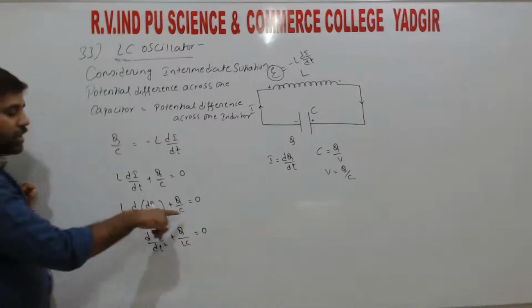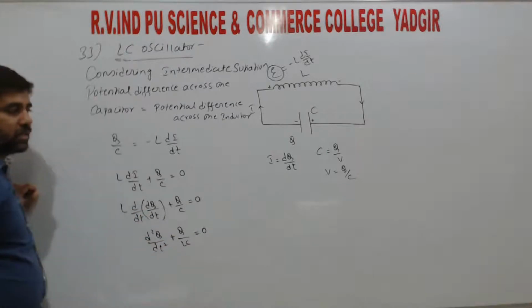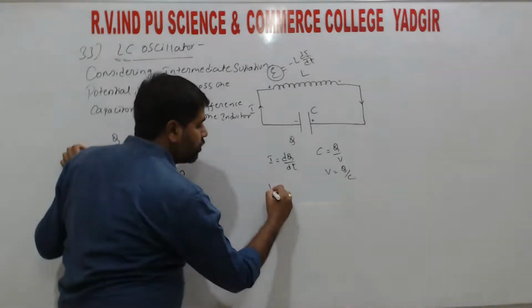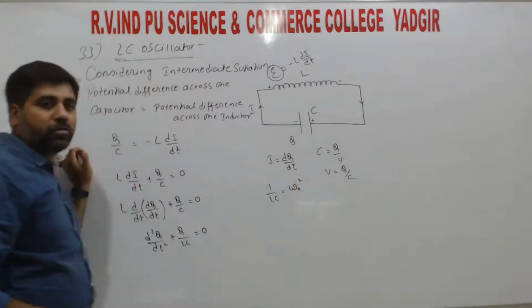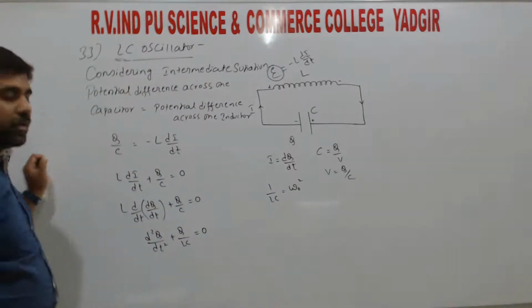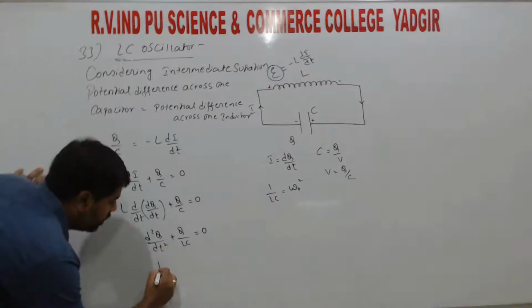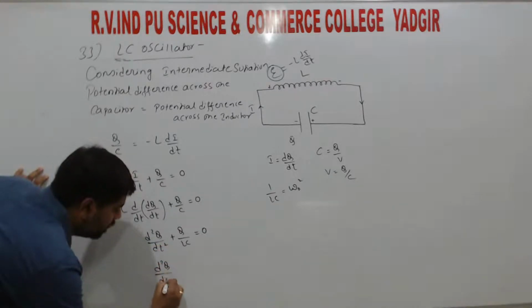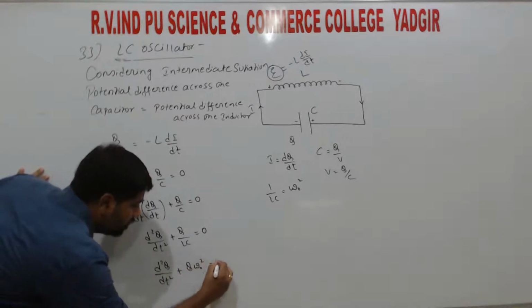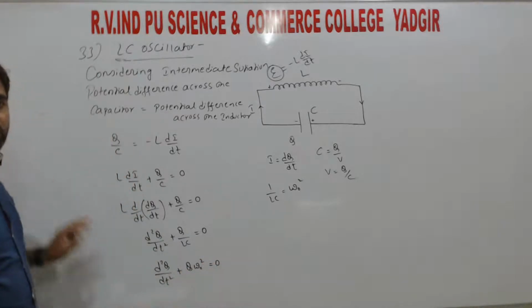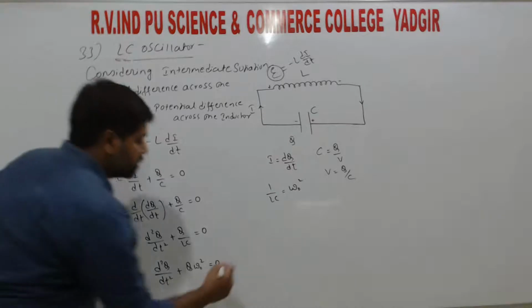So here, if we divide by L we get q divided by LC, and also we know that 1 by LC is equal to omega naught square. So that is the resonating frequency, right? So substituting here, d square q by dt square plus q omega naught square is equal to 0, right? So this is the equation of simple harmonic motion.